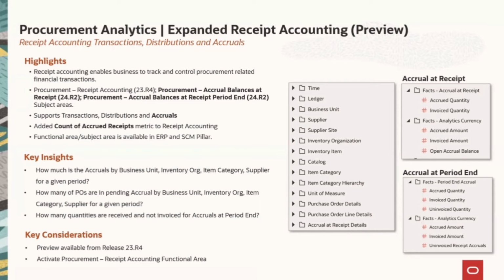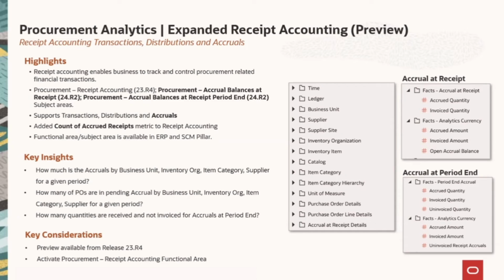And there are a few more enhancements which we are expecting in the coming releases. Basically, we want to support the accounting details, and additionally, some additional attributes on purchase orders and receipts that we are planning to do. So you'll be seeing that shortly. Also, as part of this enhancement, we added a new metric called count for accrued receipt in the receipt accounting subject area. This subject area is available in both ERP SKU as well as in supply chain SKU.